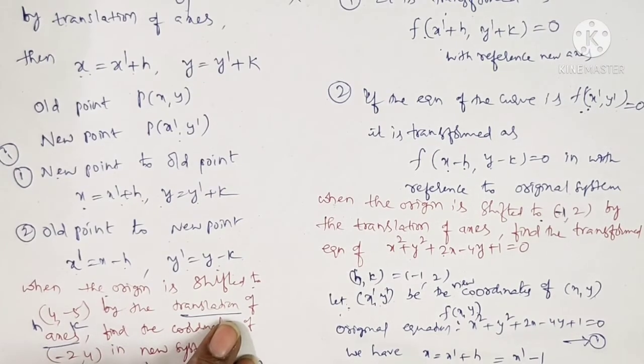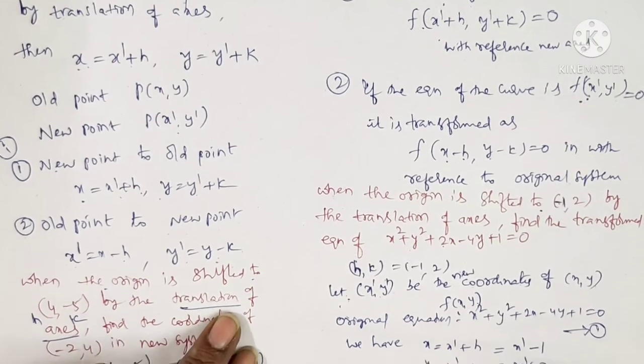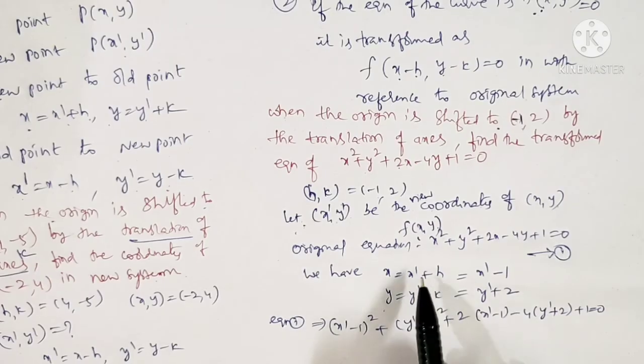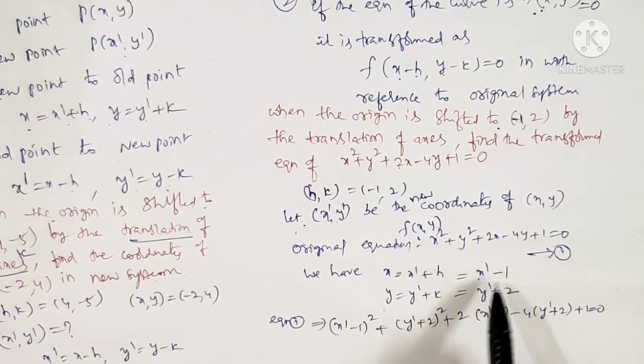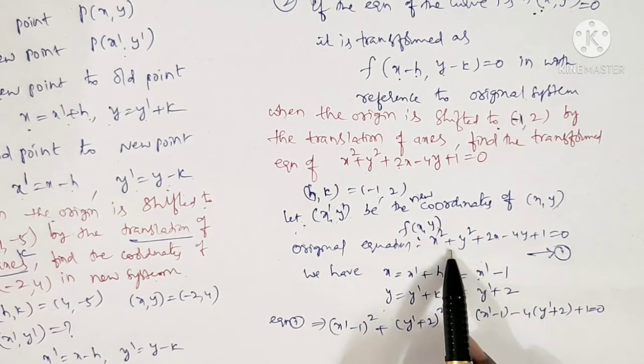So x square means x dash -1 whole square, plus y square means y dash plus 2 whole square, plus 2 into x, here x is x dash -1, minus 4 into y, y is equal to y dash plus 2, plus 1 is equal to 0. So I have replaced x by x dash -1, y by y dash plus 2.